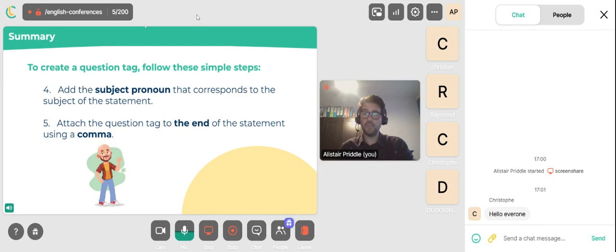Okay, so a couple more steps to go through here. Number 4, add the subject pronoun that corresponds to the subject of the statement. Number 5, attach the question tag to the end of the statement using a comma. Okay, so number 4 again. Add the subject pronoun that corresponds to the subject of the statement at the end. Number 5, attach the question tag to the end of a statement using a comma.